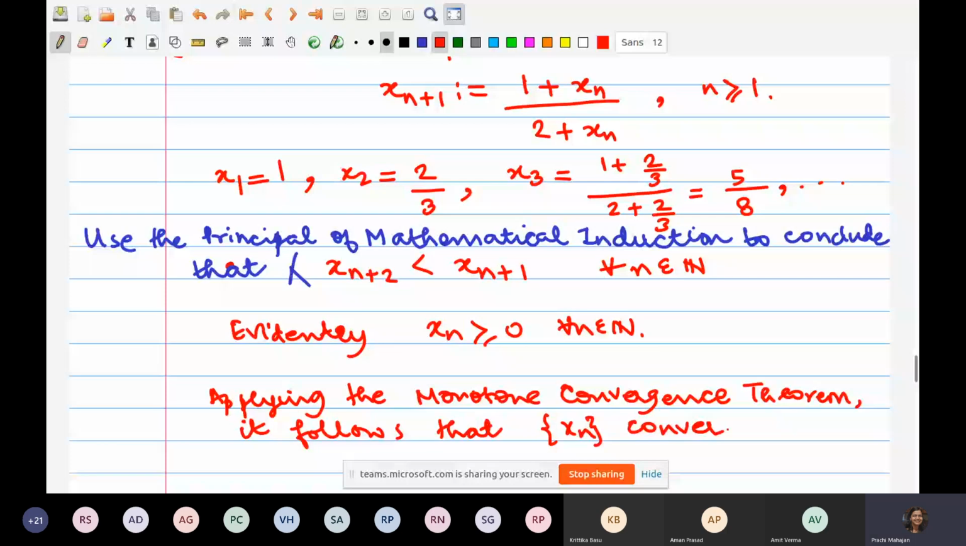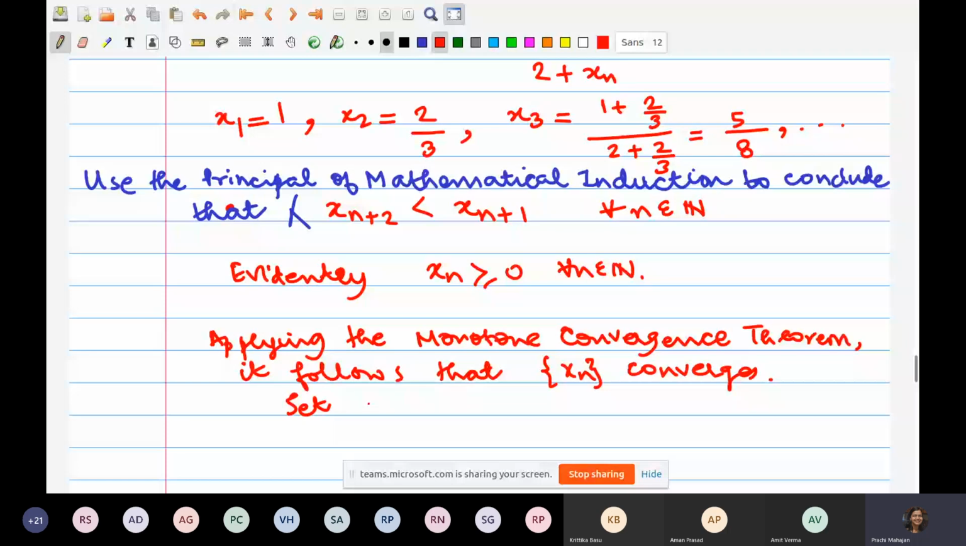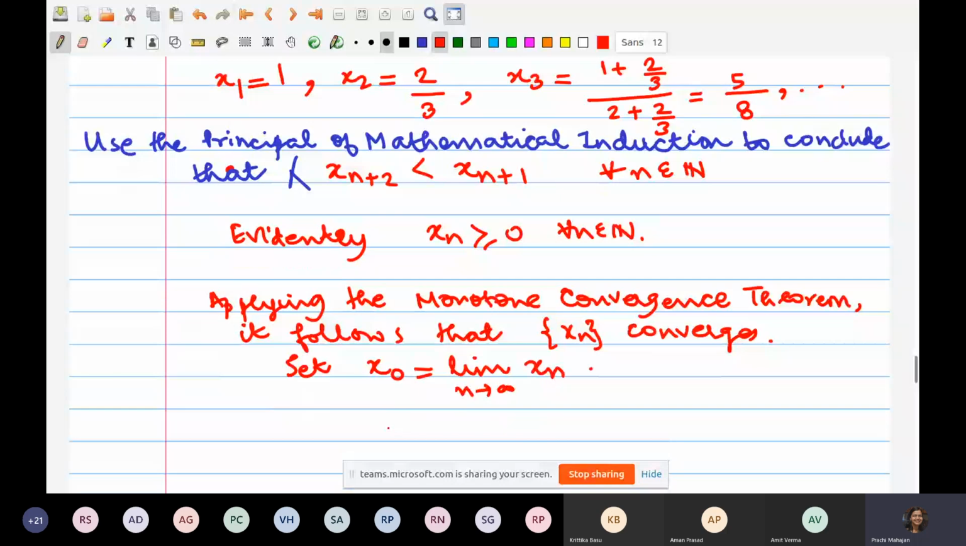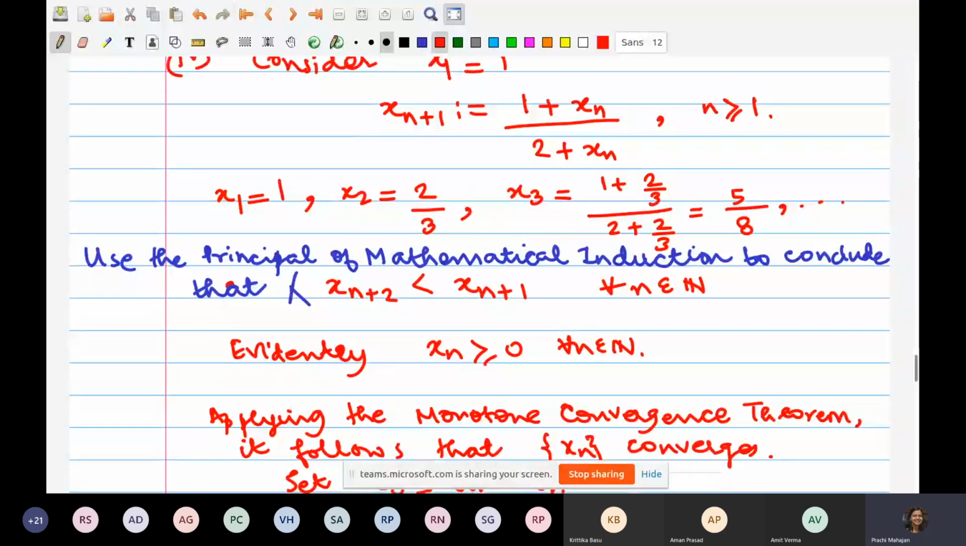And so let's set x naught as the limit of the sequence xn, which exists, right? Now, can you evaluate x naught? Can you find out what is the exact value of x naught? So I will leave that for you to work out. Is that okay? So how do you do that? You use the defining equation for the sequence in order to find out x naught. Is that okay?